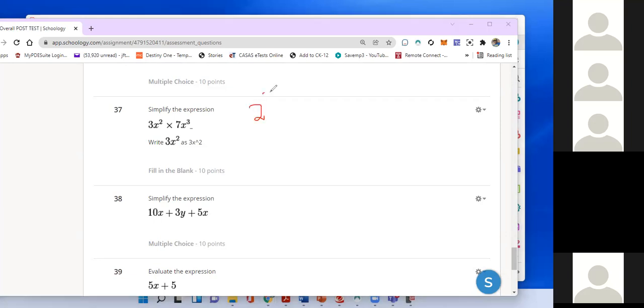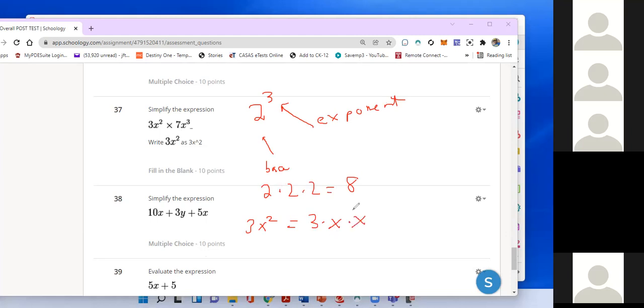So if I have 2 to the 3, remember I said this is the base, this is the exponent. What this means is take this base and you're going to multiply it this many times. So 2 to the third is 2 times 2 times 2, which is 8. So 3x squared means 3 times x times x.